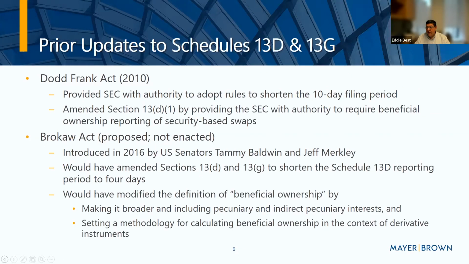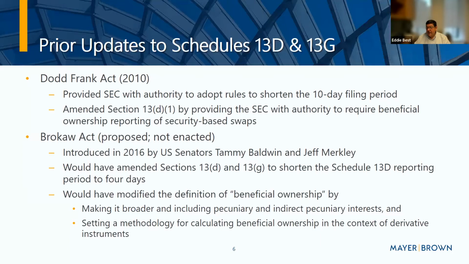So just a quick background to the proposed release. There have been a few proposals to amend the filing deadlines and some other aspects of Section 13D reporting in the past. The 2020 Dodd-Frank Act provided the SEC with authority to adopt rules to shorten the 10-day filing period and to require beneficial ownership reporting of security-based swaps. But until now, the SEC hasn't actually used that authority.